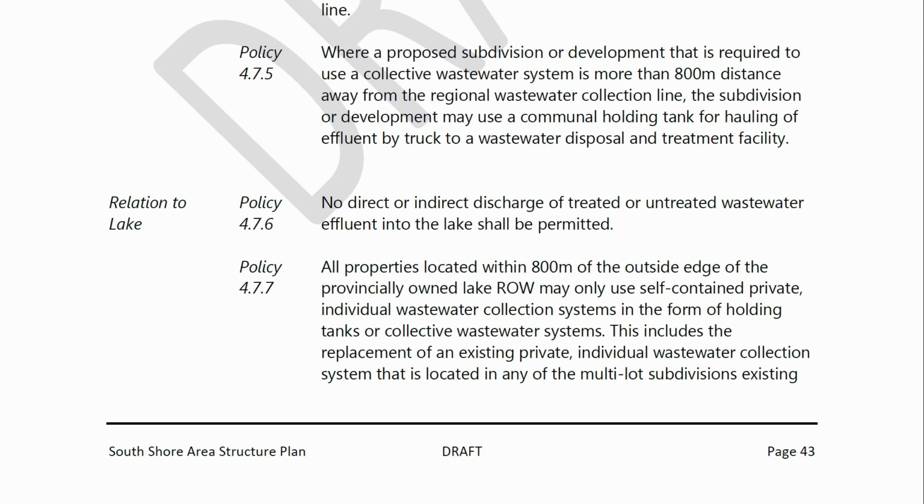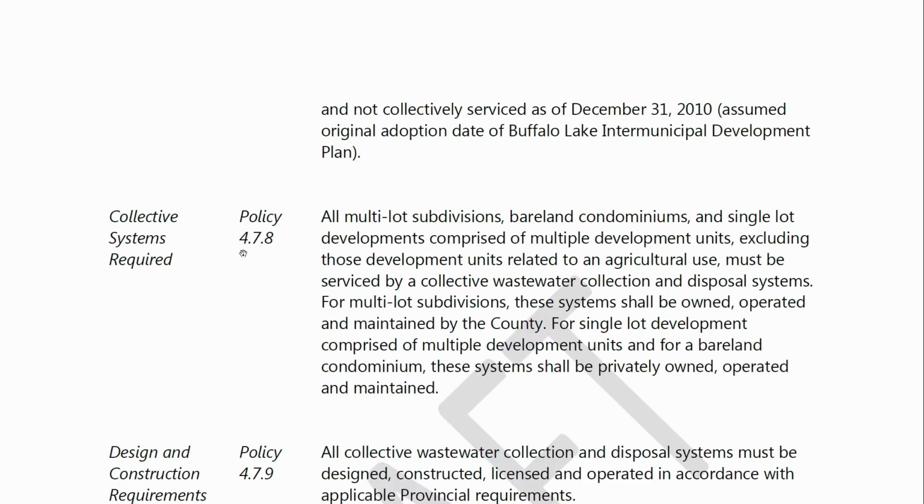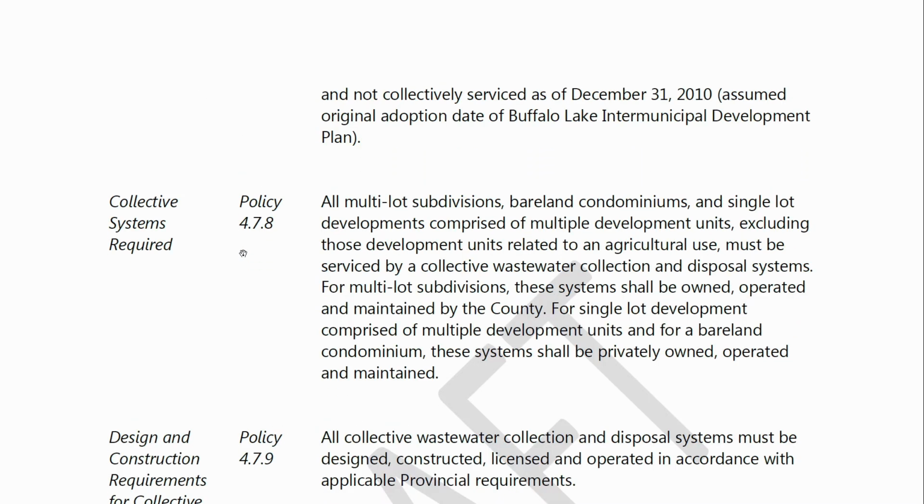the groundwater system. That means the area structure plan has carried forward the policy from the Buffalo Lake IDP related to private systems that are within 800 meters of the outside edge of the provincial-owned right-of-way, or within 800 meters of the lake shore, that private systems in those particular cases should be using holding tanks as opposed to field systems. Gradually over time, any existing field systems that may be out there, when it comes time to update those, and if the regional system isn't available, will be expected to switch out to a holding tank to meet that expectation.